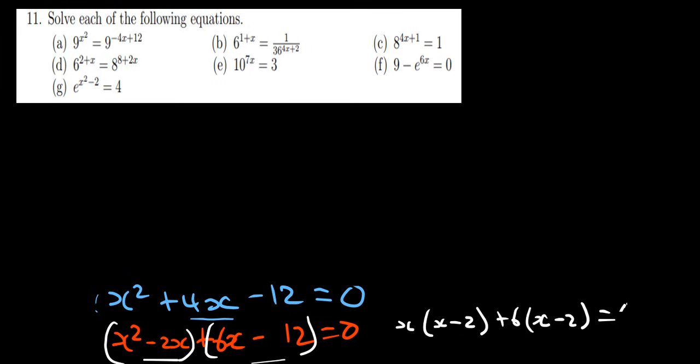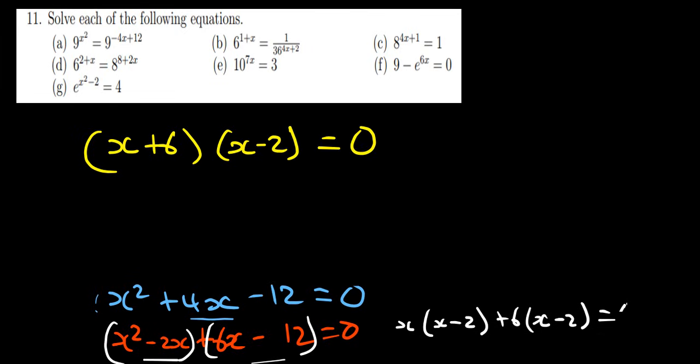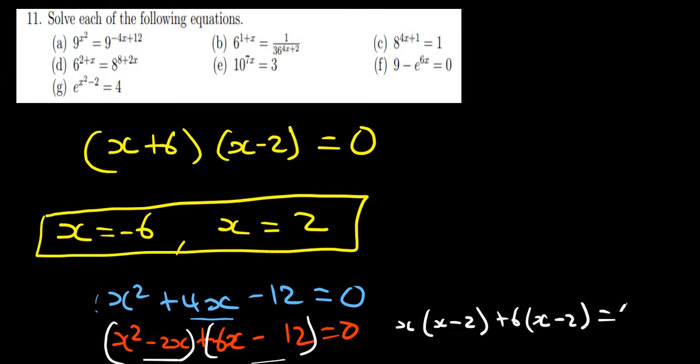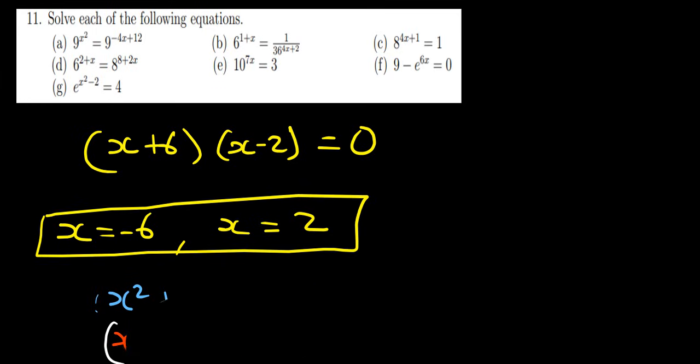So it means our two factors will just be x plus 6 and x minus 2 equals 0. So we can equate each of these factors to 0 to find the value of x. The first one will be x equals minus 6, and the second one will be x equals 2. Okay, so these here will be our answers to the first equation. Let's look at question B.